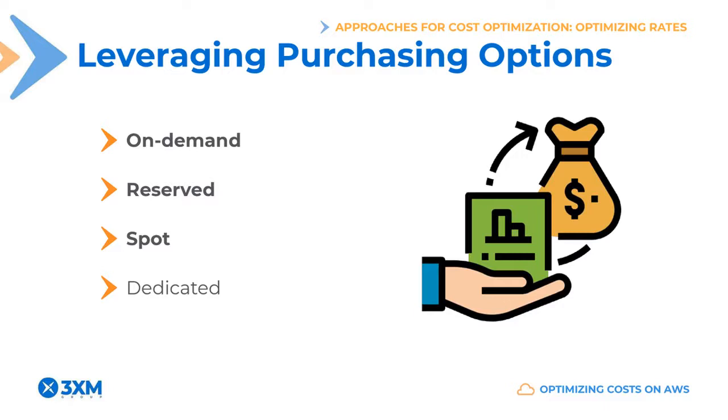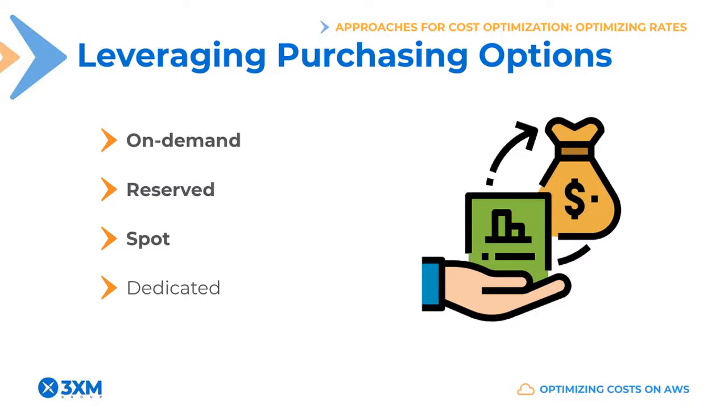Now, purchasing options. For some services, AWS offers a number of purchasing options or pricing models, allowing you to choose the one that suits your business requirements in the most cost-effective way. The purchasing options that are available depend on the service we're talking about, but broadly speaking, these can be categorized as on-demand.